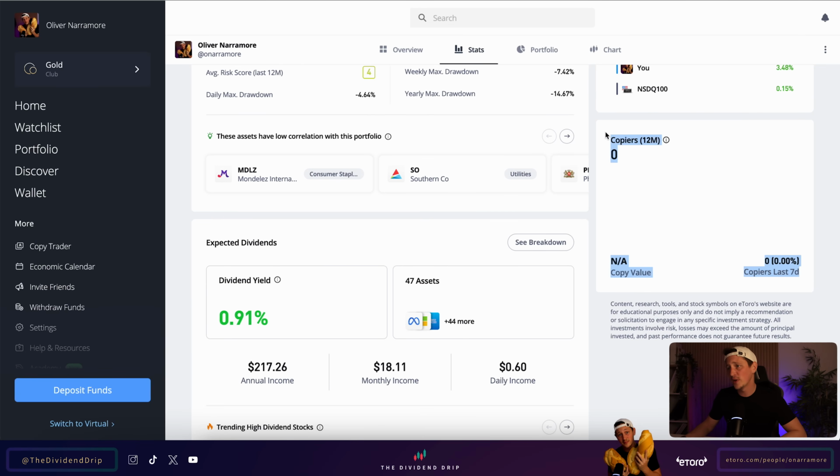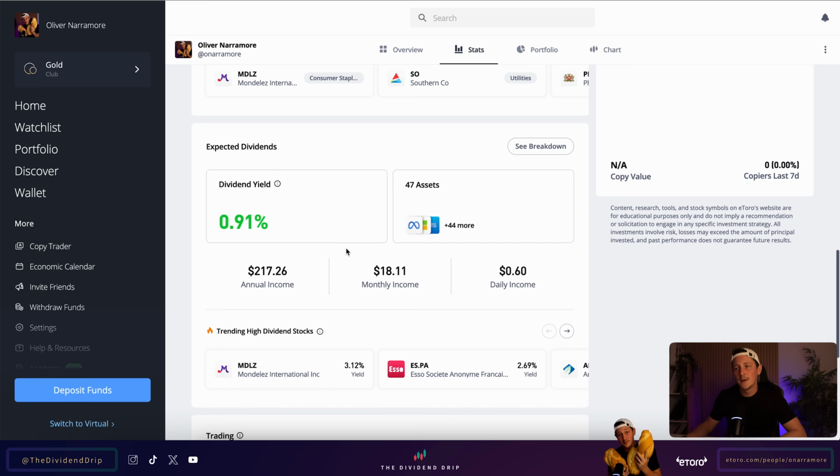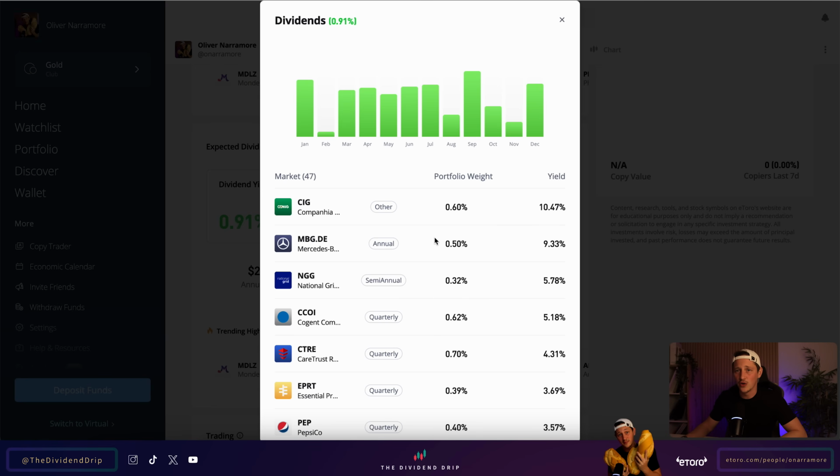As you can see, this is your copiers. If you are a PI, I have 0 at the moment, but I promise you I will have some soon. So if you are a copier, you can see how that's working and how many you have coming on board. You've then got your dividend yield. This is really interesting to look into if you are into dividends, to make sure that keeps going or growing, as well as something I love. Well done, eToro. The 47 assets that are giving you your dividends.